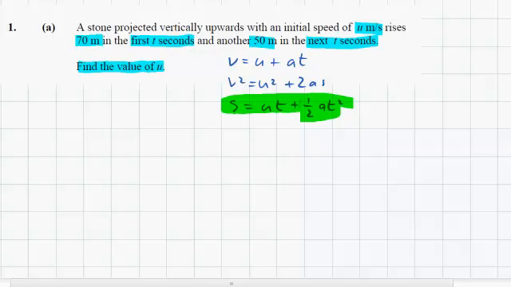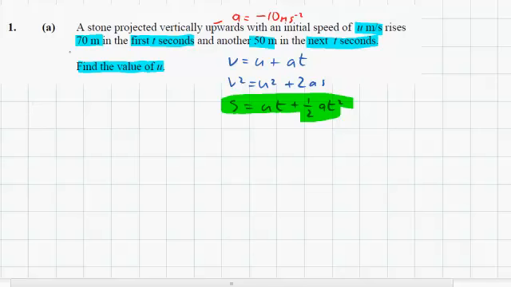Now, what we know. There is one piece of information there that isn't really given as such, but it's been projected vertically upwards. So the only acceleration acting on it would be gravity, which would be minus 9.8. I'll just round it up to minus 10 meters per second squared just for this problem here. If you're doing the problem in the exam, I'd use 9.81. But okay, so we've got s is equal to ut plus 1/2 at squared.